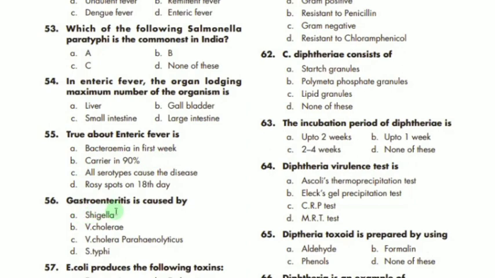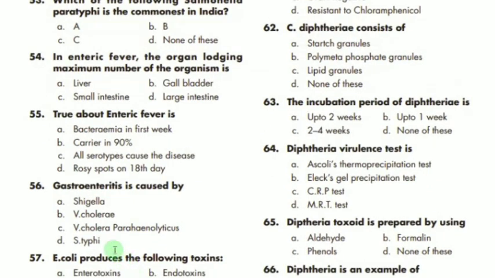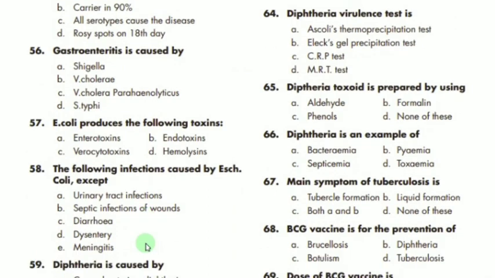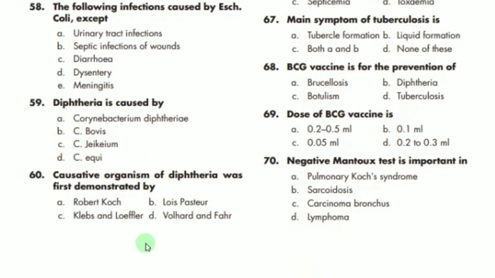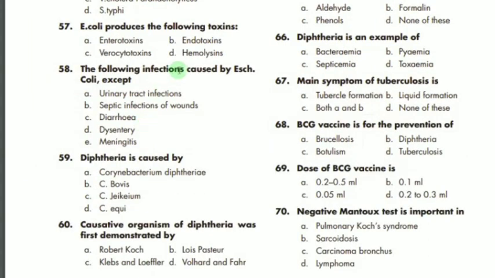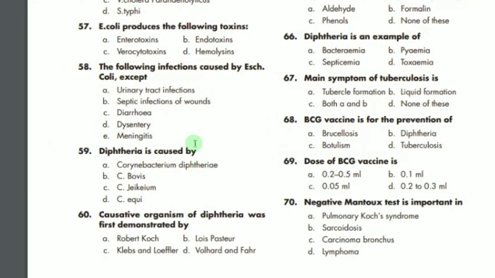56, gastroenteritis is mostly caused by Vibrio cholerae, parahaemolyticus. C is the correct option. Then we have 57 MCQs which says that E. coli produces the following toxin. Mostly E. coli produces endotoxin. This is really important. The following infection is caused by E. coli except meningitis. E. coli doesn't cause meningitis.